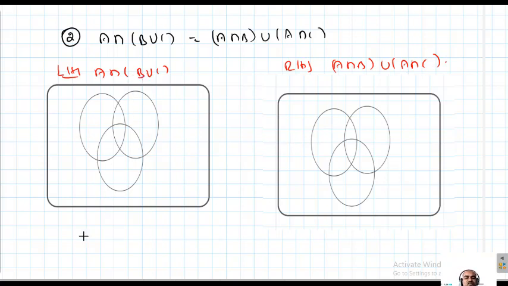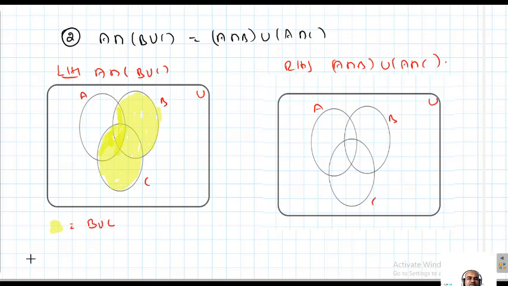So first of all I want to shade B union C with one color. First of all I want to label now. This is A, this is B, this is C, this is the universal set. B union C. Okay, students. Yes, the shaded one is B union C. I will write. Okay, this color is for B union C.